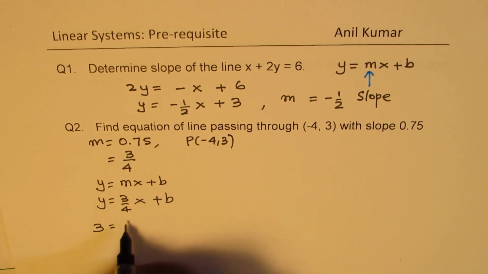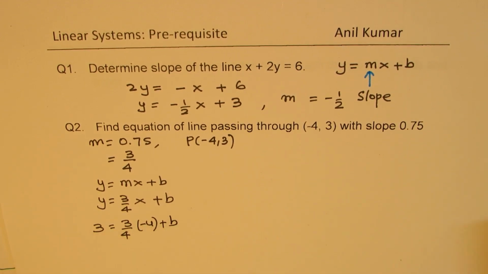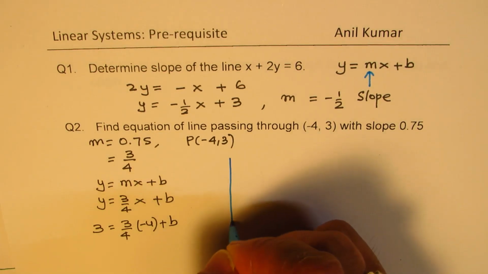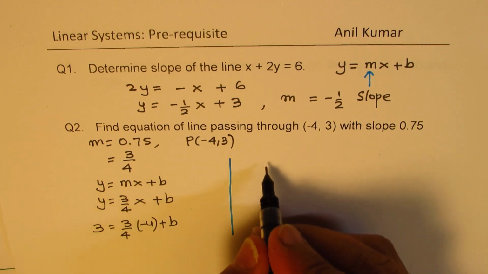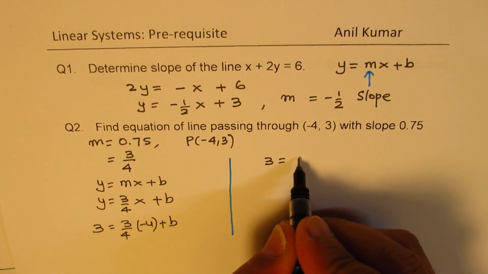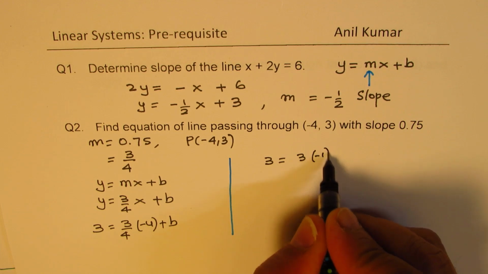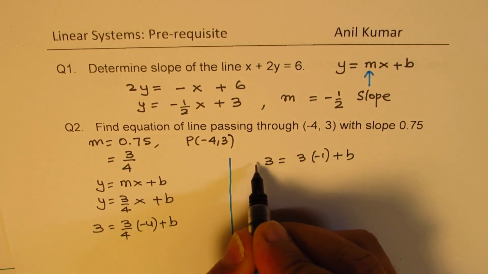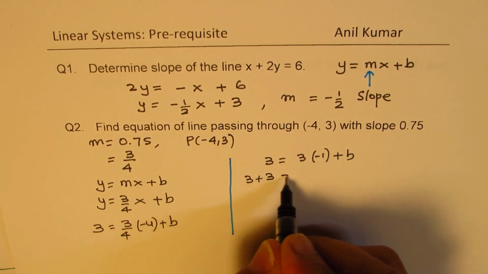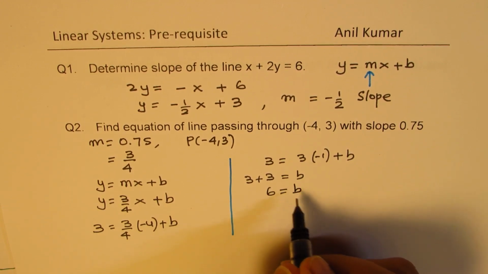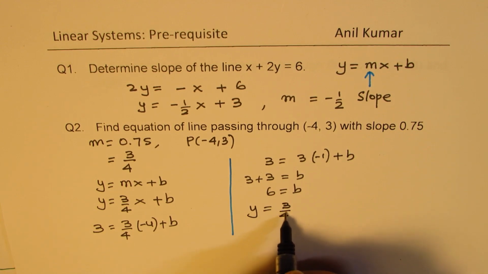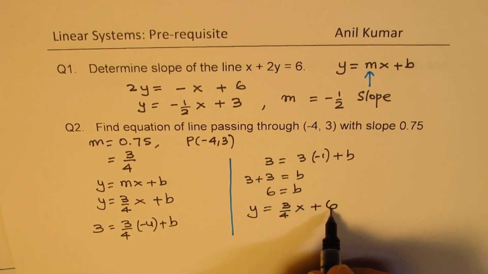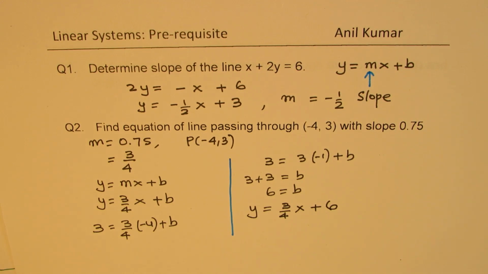So we get 3 equals 3 over 4 times minus 4 plus b, right? Let's take it on the right side to solve further. Now 3 over 4 times minus 4, when you calculate, you get minus 3. So we can write this as 3 equals minus 3 plus b. Taking this to the left side, we get 3 plus 3 equals b, which is 6. So if b is 6, then the equation will be y equals 3 over 4 x plus 6, correct? So that is how we get our linear equation.